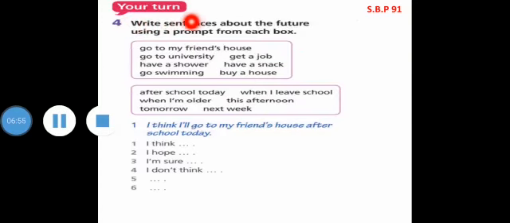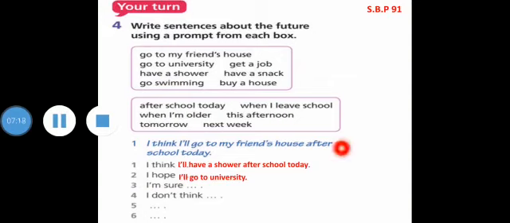It's your turn. Write sentences about the future using a prompt from each box. We have the prompts in these boxes. You are going to write predictions about the future using I think, I hope, I'm sure, I don't think. You have 30 seconds to think about it. Let's have a look at your answers or examples.